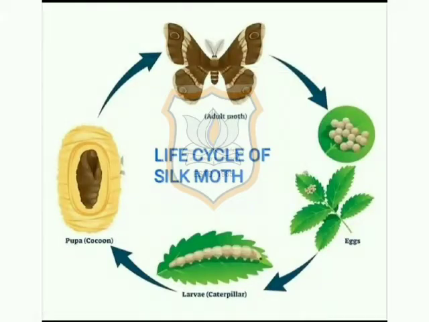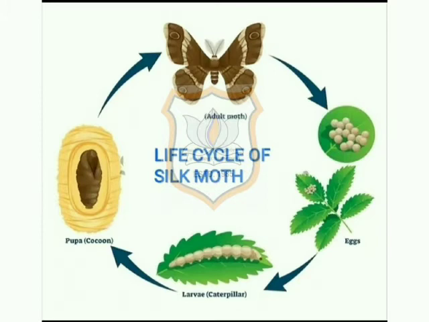So students, this is the life cycle of the silk moth. The female silk moth lays hundreds of eggs on the mulberry leaves. The larvae that hatch out in 3 to 5 days are called caterpillars. Caterpillars feed on mulberry leaves and grow in size.